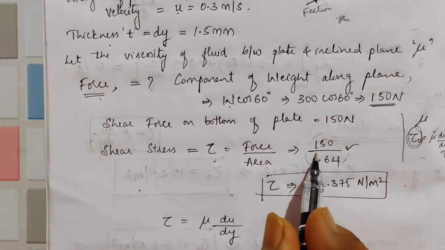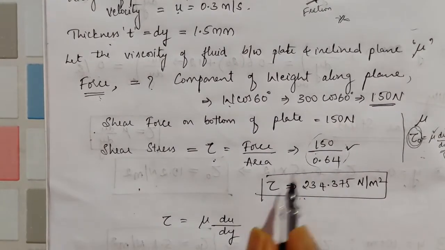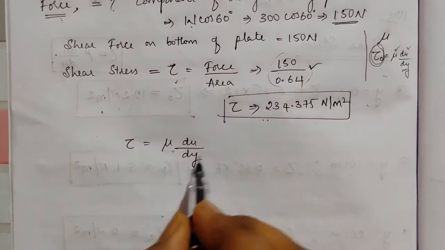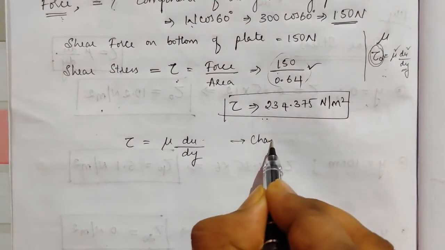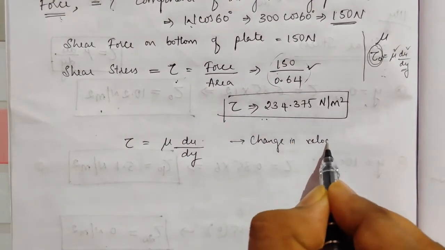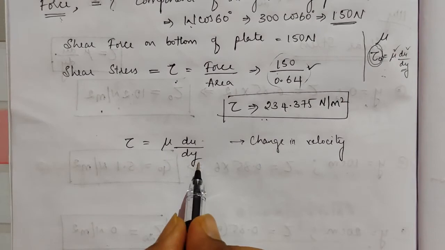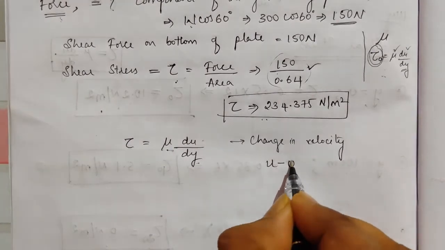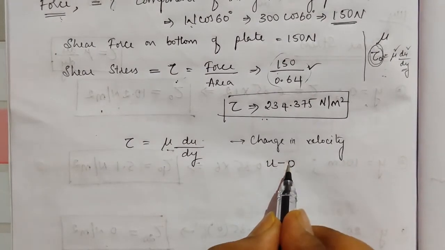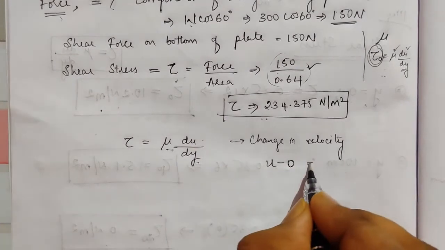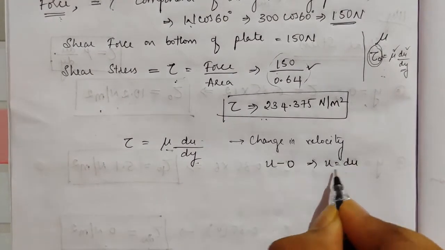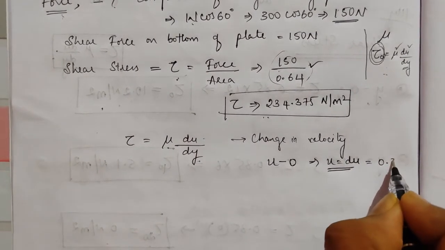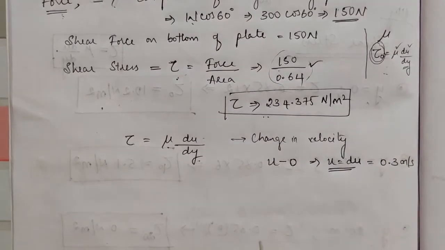So I know this. So tau is what? I'll take this fraction unit without simplifying. Okay. So what is du? du is the change in velocity. Okay, dy is the thickness, mu I need to find. So change in velocity means what is that? u minus 0. I don't know the final velocity where it gets stopped, so I'll take u as du only because the change of velocity is not known. That's why it is not given. So I'll take du as 0.3 meter per second.